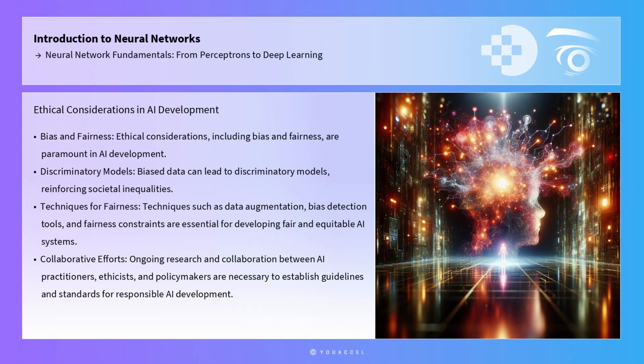Ethical considerations, including bias and fairness, are paramount in AI development. Biased data can lead to discriminatory models, reinforcing societal inequalities. Techniques such as data augmentation, bias detection tools, and fairness constraints are essential for developing fair and equitable AI systems. Moreover, ongoing research and collaboration between AI practitioners, ethicists, and policymakers are necessary to establish guidelines and standards for responsible AI development.